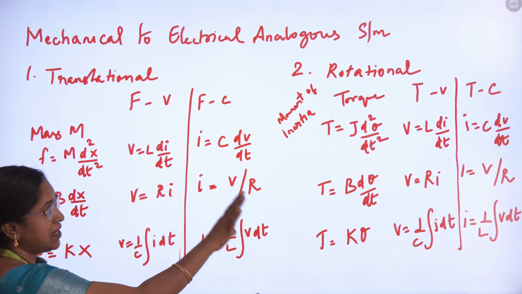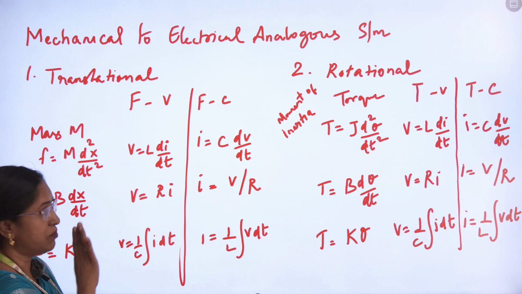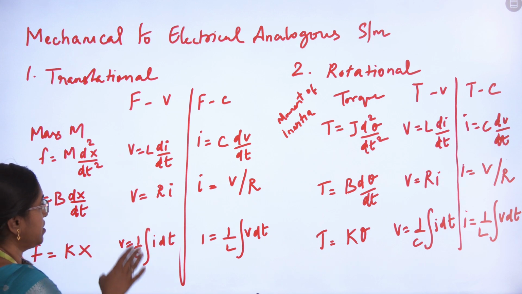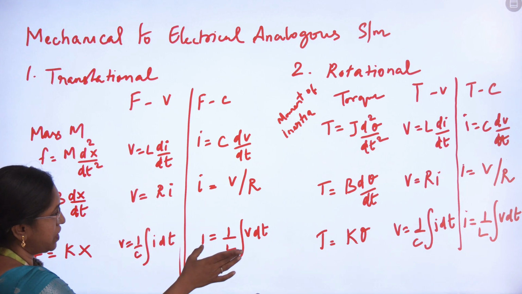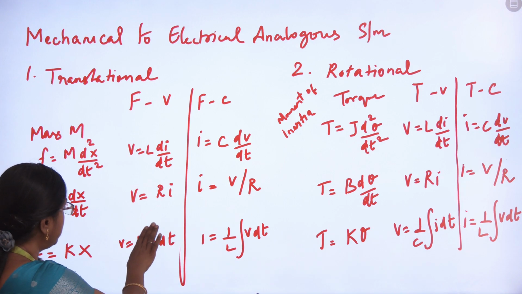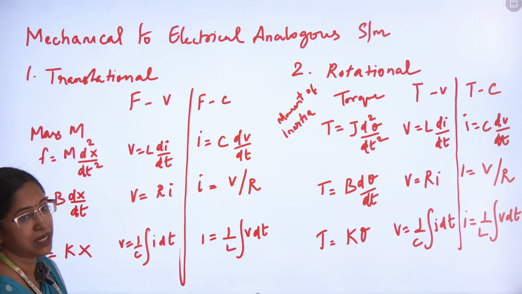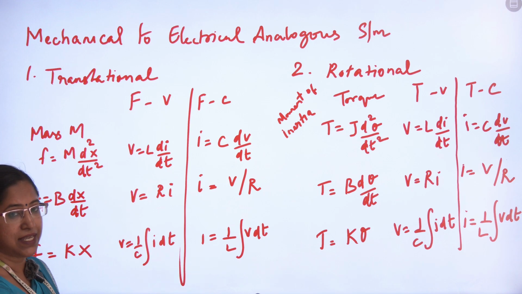And similarly, it is the same for your moment of inertia also, which is I is equal to C dV by dt. And for dashpot, it is V by R. Here also it is V by R. For spring, it is 1 by L integral of V dt. Same thing when the current is given as input.